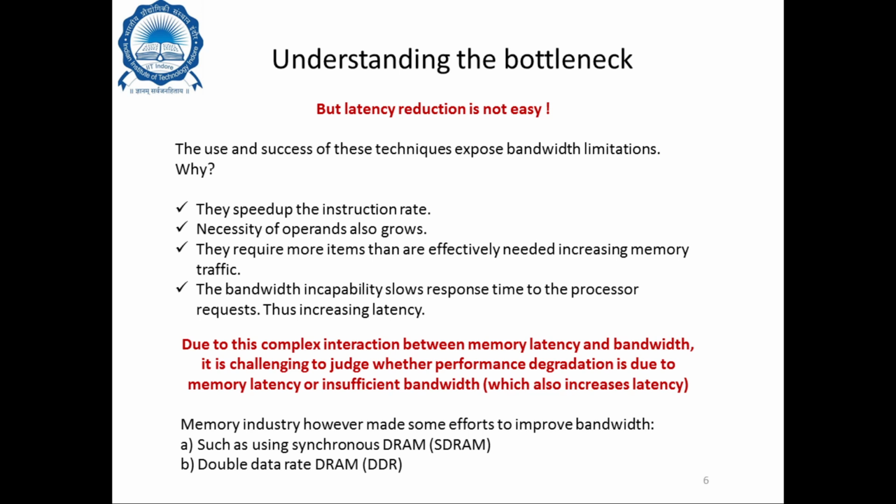So therefore the memory industry has made some efforts to improve the bandwidth problem so that it can match up with the processor. Okay. So let's see how we can do that. The first thing is to use something known as synchronous DRAM, in short known as SDRAM. DRAM stands for dynamic RAM, as I told you. So synchronous DRAM is one of the ways to work around the problem. I'll tell you how. The second is something known as double data rate DRAM, known as DDR DRAM. So these two are the possible solutions to circumvent the problem.